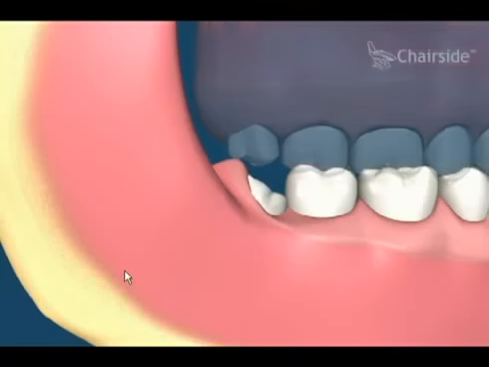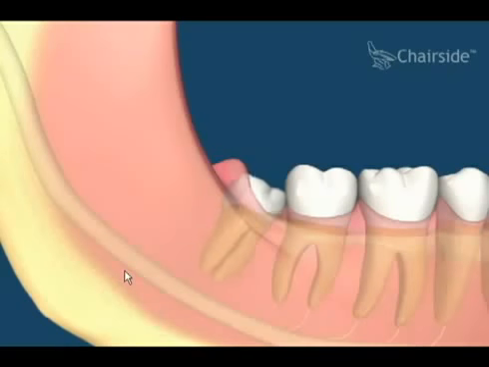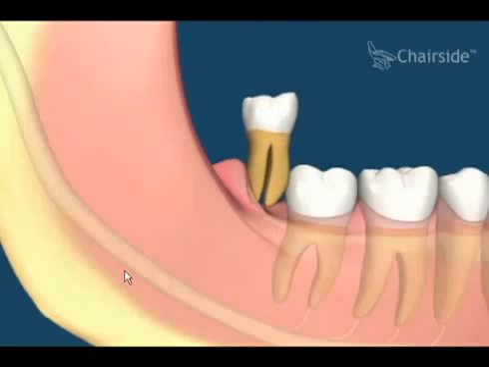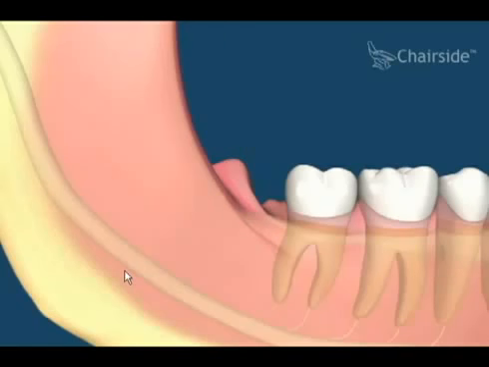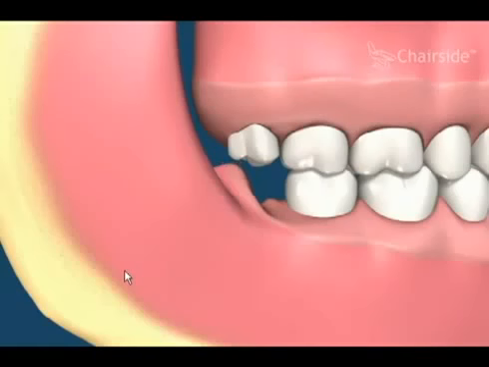Treatment starts with antibiotics and getting the tissues to settle down, followed by the extraction of the wisdom tooth. Once the tooth is gone, the gums recede back to normal.